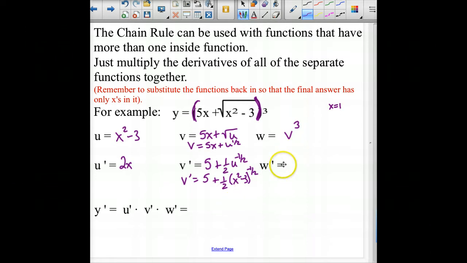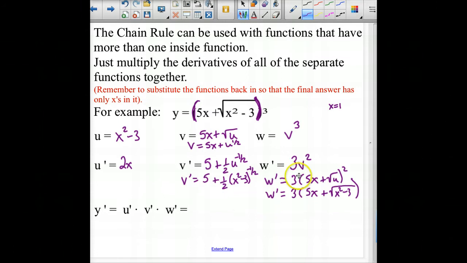And then w, the derivative of w, since it's v cubed, is 3v squared. Substituting back in, 3 times v squared, v is 5x plus the square root of u. Now, can you square each one of those? Of course not. You'd have to use FOIL, and we don't want to multiply things out unless we have to. But notice this has a letter in it still, so w prime is not done being dealt with. We have to substitute back in all the letters so that we have only the letter x left. So we have 3 times the quantity, 5x plus the square root of u, and remember u is x squared minus 3. So x squared minus 3.